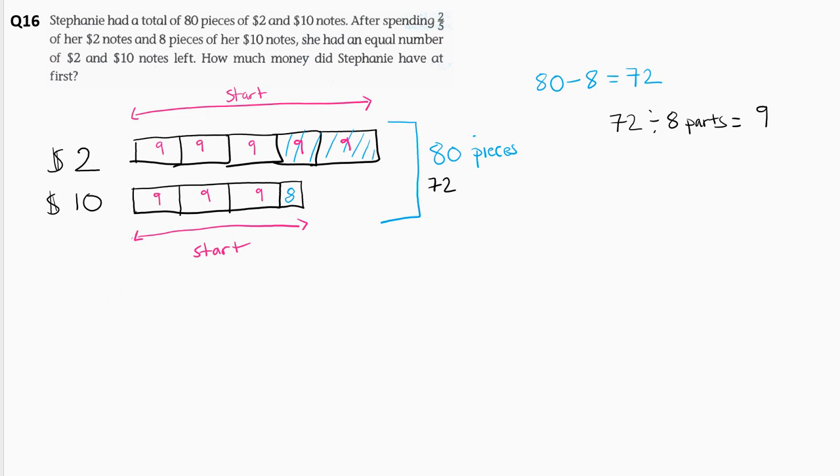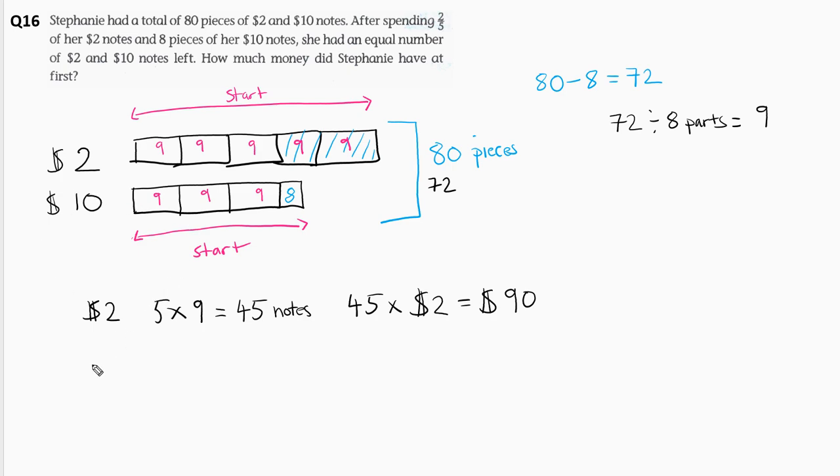So let's look at the $2 first. Let's look at these $2 notes. How many have we got? Well, we've got 1, 2, 3, 4, 5. 5 times 9 gives us 45 notes or 45 pieces. And each of these represents $2. So we do 45 times $2, which gives us $90. So that's the monetary value that's represented here.